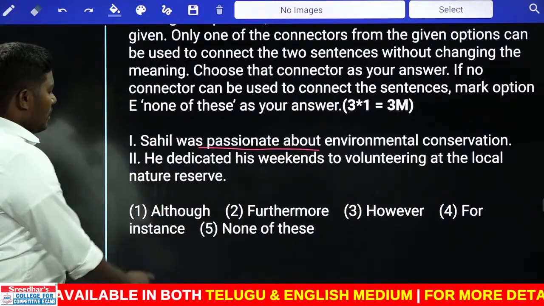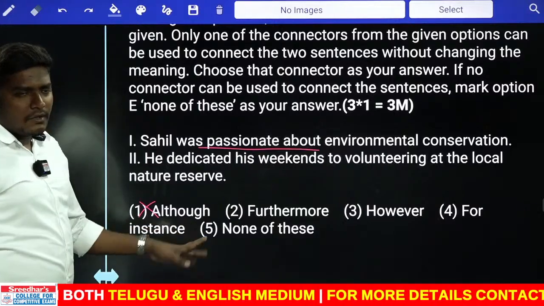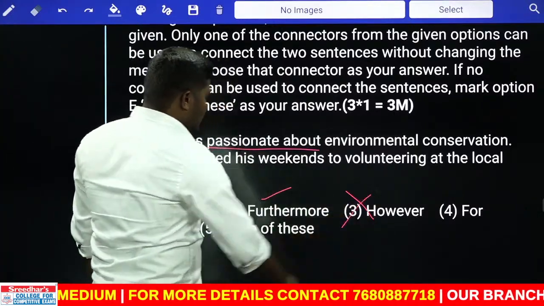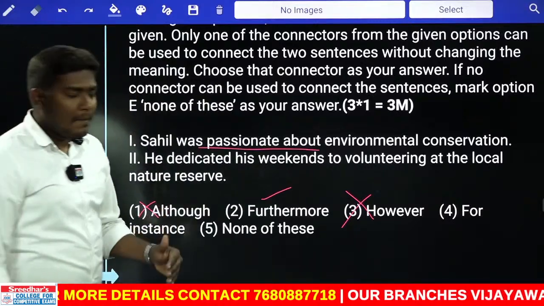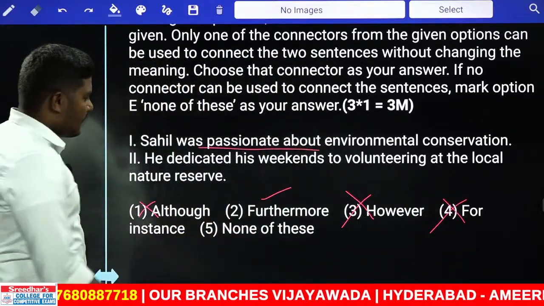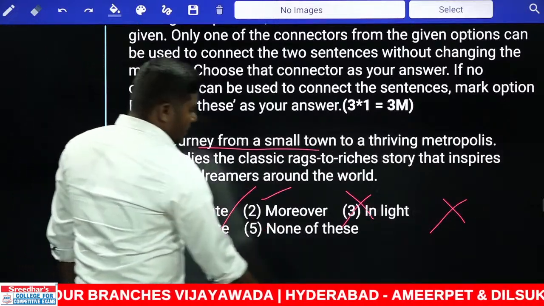Look at the first one. Although is absolutely out. Although is a case of contrast, wrong. Furthermore is a case of possibility, however contrast. Next, for instance, for example, it's not for example, we are directly speaking about what he is doing. So the answer should be only 2. Next, 147.